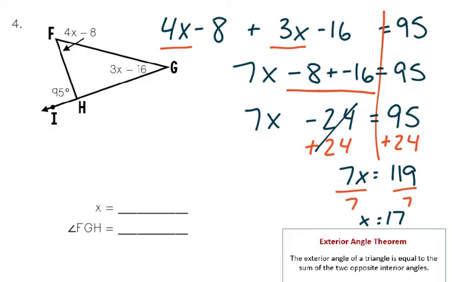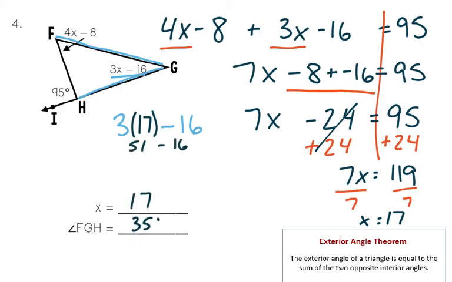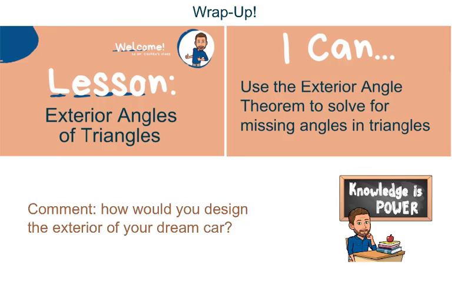So we want to start by kind of tracing from F to G to H to see which angle we're talking about. I can see that angle is 3x minus 16. And so we just want to go ahead and plug in 17 in for the x. 3 times 17 minus 16 is 35. So that angle is 35 degrees. We don't have to solve for the other missing angle. It wasn't asked.